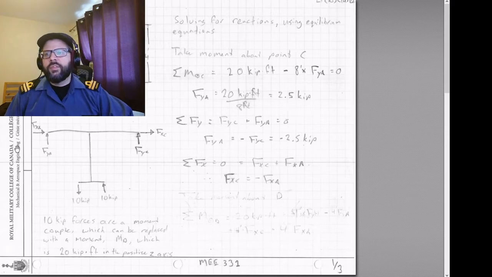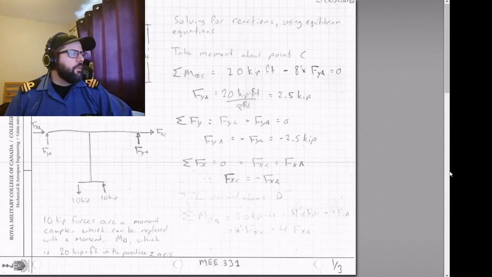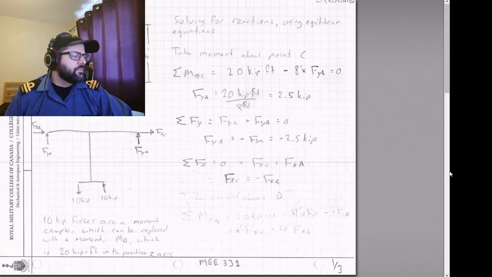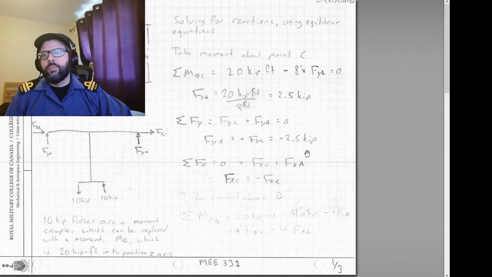Next thing we need to know is what FYC is. Take the sum of our forces in the y direction. We've only got the two of them, FYC and FYA, so adding those two together, they equal 0. Therefore FYC needs to have the same magnitude in the opposite direction as FYA, which means we can solve for, I made a mistake on my page here, I mixed up the A's and C's. FYC is going to be negative 2.5 kips.